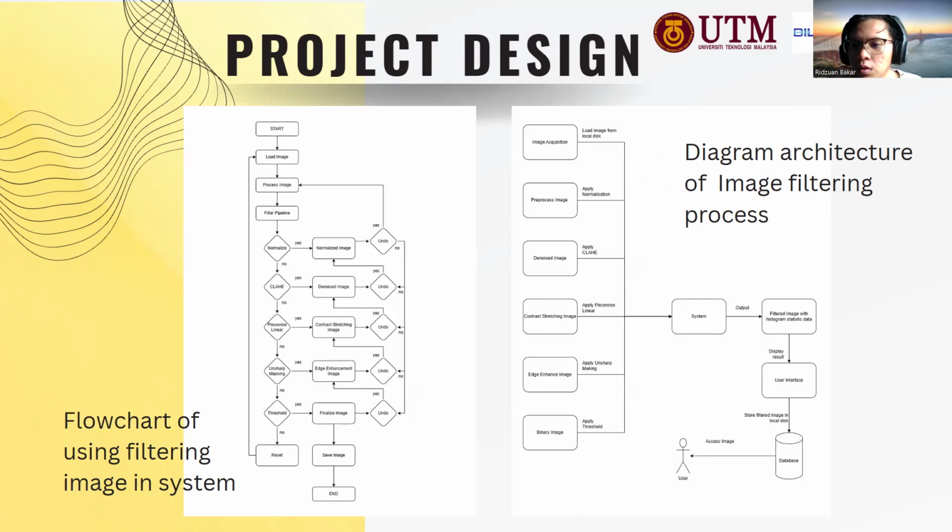Throughout the system, the user will obtain the filtered image with the histogram that can display the statistical data. Based on the image and histogram, a real-time preview has also been implemented in this part. Next, in the user interface, the result will be displayed, and the user can save the image in the database, which is from the local disk, and can also access the image back.